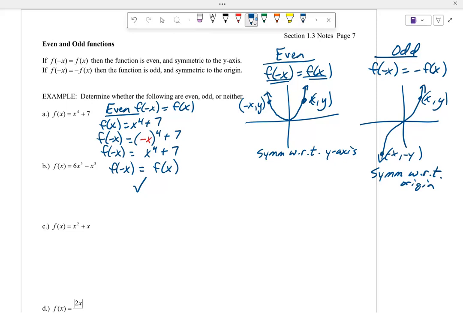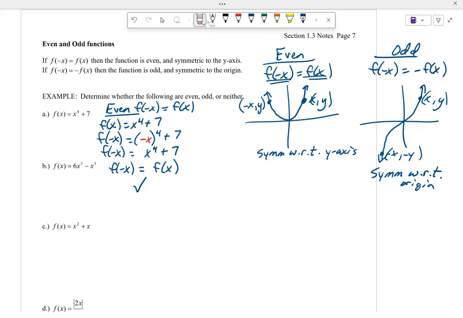If it was odd, when I plugged in negative x, it would have had to spit out the opposite of the original function. It would have had to spit out the opposite of x to the fourth plus 7. That's how I would have known it was odd. But when I plugged in negative x, it spit out my original, so it's even. Okay, let's look at this next one.